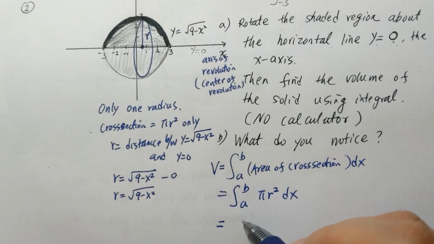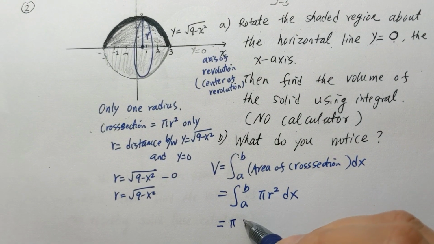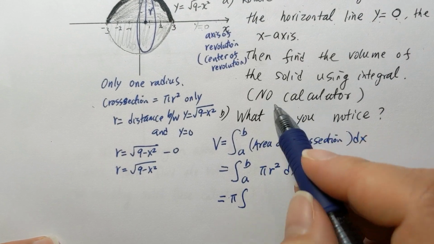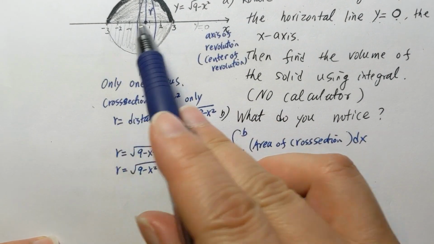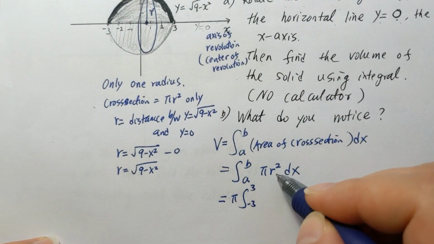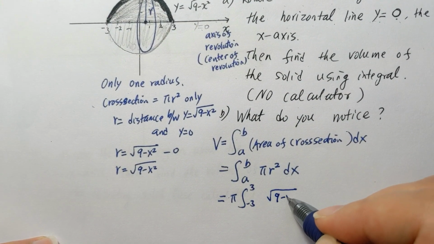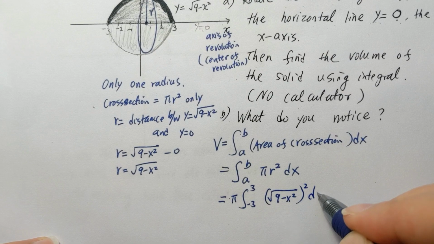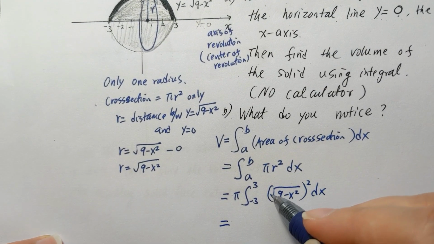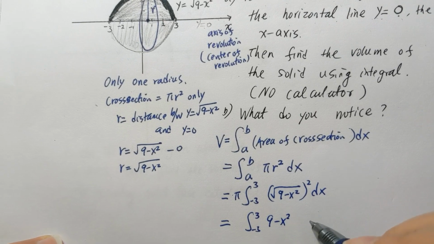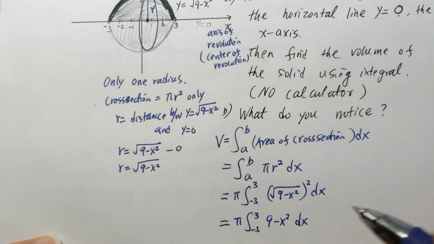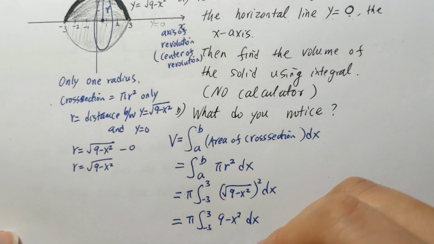Now I'm going to put a pi in the front, make it easy to calculate, and I'm not allowed to use calculator. So now a to b, negative 3 to 3, and my r is square root of 9 minus x squared, whole thing squared dx. Now the square root and the square cancel, so I get 9 minus x squared dx, and I put a pi in front. So next I'm going to integrate.